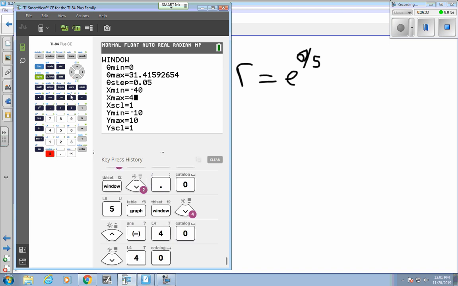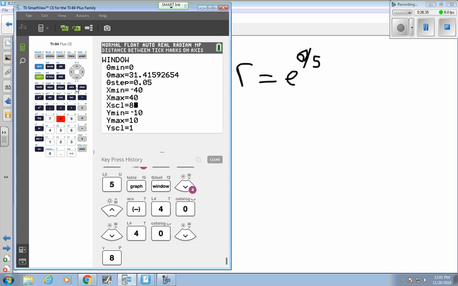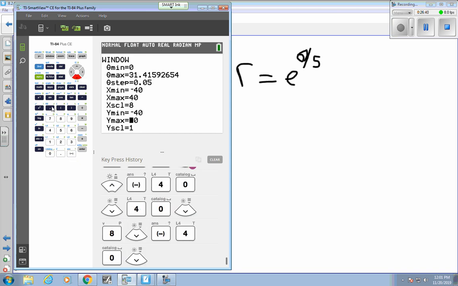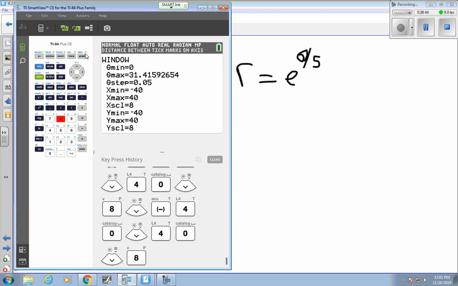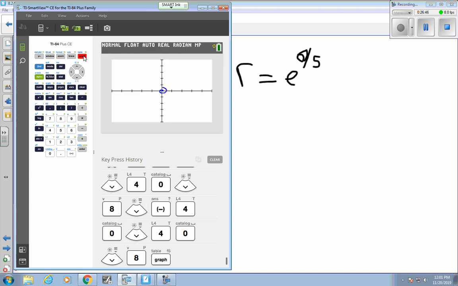So 40 counting by 8s. And I'll make the y's negative 40 to 40 counting by 8s. I'm just guessing. I don't know what would be a good window, but I need to give it a chance to get out. All right, that's a decent graph. You can start to see the spiral on that graphing calculator.